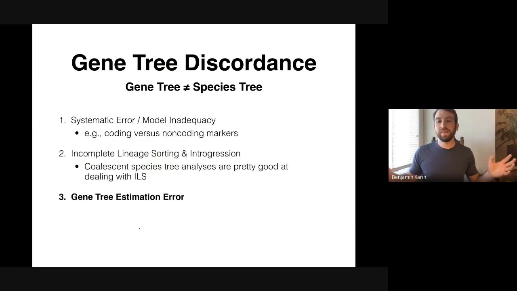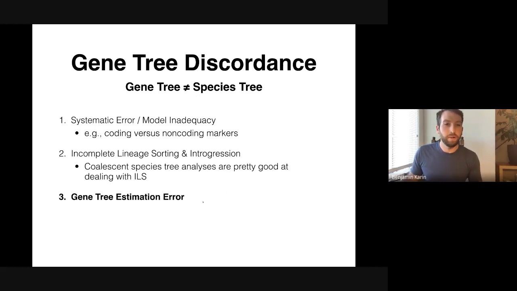When gene trees don't match the species tree, that's when we have the most difficulty estimating it. And these are the cases where we want the best loci possible. Gene tree discordance can be caused by a number of things. Systematic error, like I just mentioned in the previous example, where your models may not fit your data very well. You can have incomplete lineage sorting and introgression, but these are probably the cases where we have the best analyses to try to deal with them. Coalescent species tree analyses are pretty good at dealing with ILS. We have new analyses being invented every year for dealing with introgression as well.